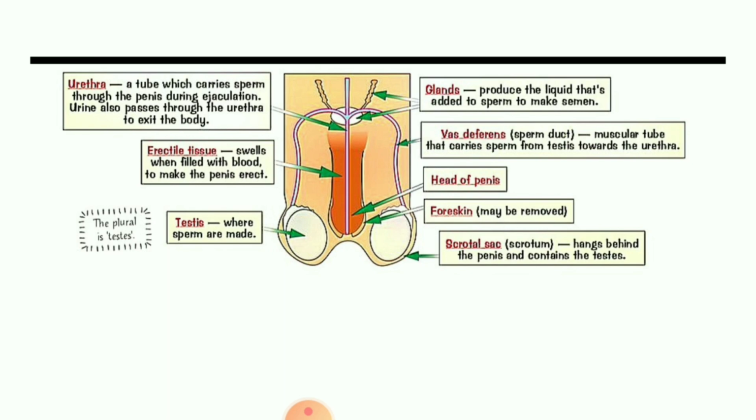Then, children, the head of the penis is there. This penis is basically responsible for the removal of urine as well as the removal of your semen. Then erectile tissues are there. This is generally filled with blood and it will make the penis erect, so that a proper position is maintained. Then the vas deferens. The vas deferens is a muscular tissue.